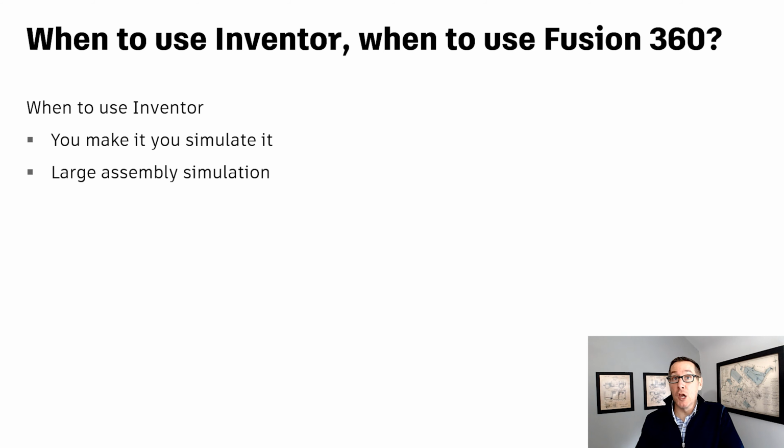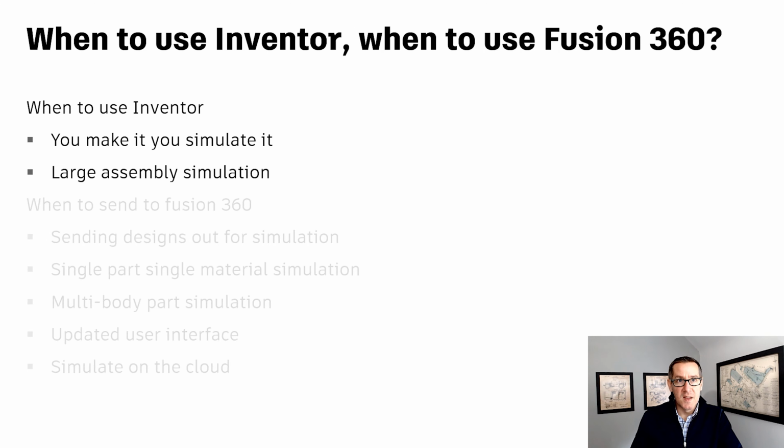Or perhaps you have a large assembly that you're trying to simulate, and it's not going to make sense to turn that into a multi-body part and kind of figure that out. Just use the simulation inside of Inventor. Inventor has some simulation as well, and some dynamics, but you could also again use Inventor Nastran.